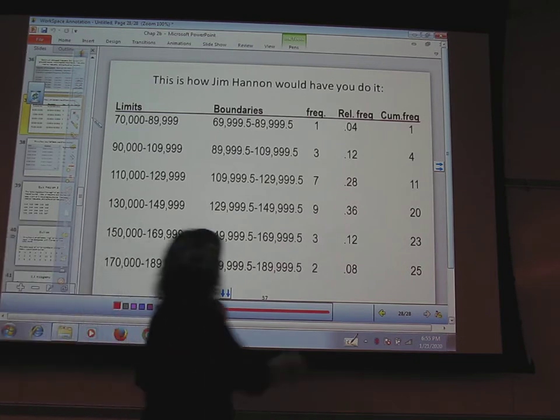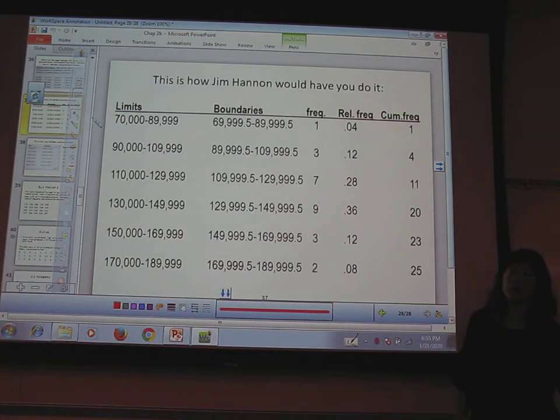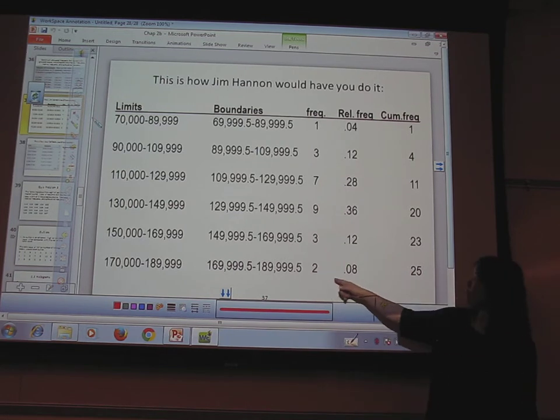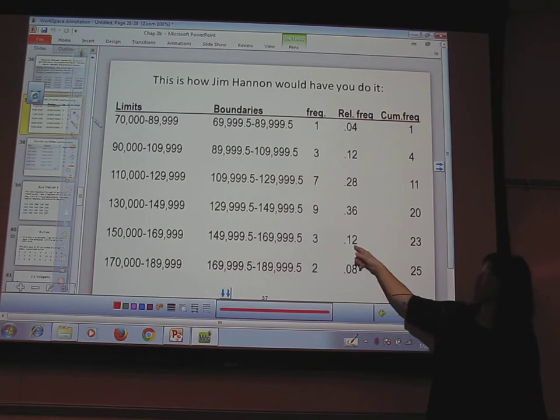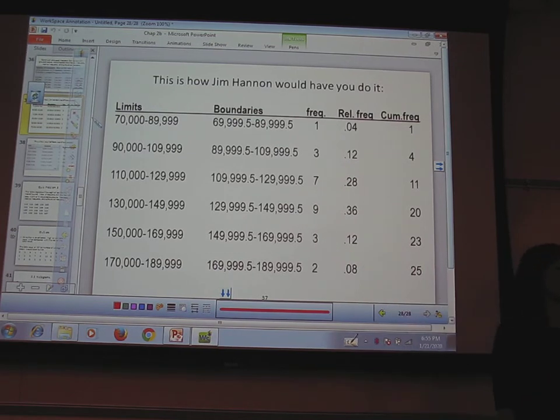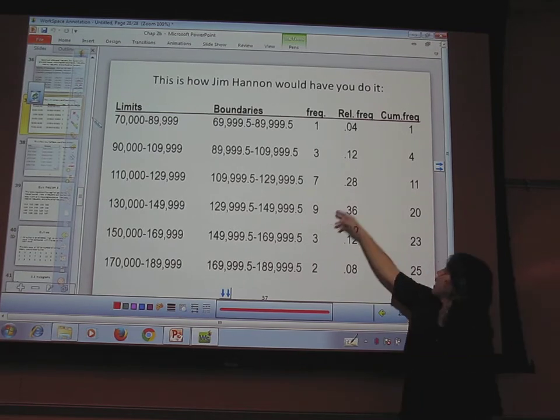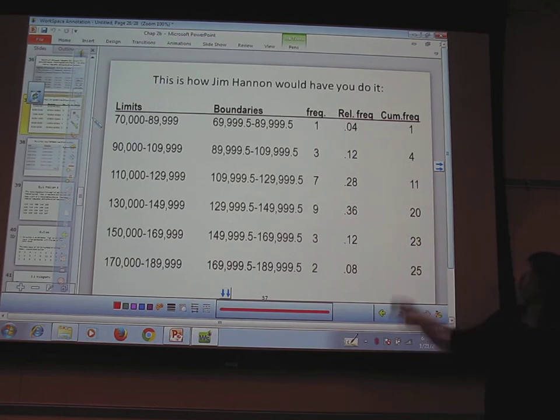Everybody got the relative frequency? This is what you guys got for your frequencies, yes? And then relative frequency, 2 out of 25, .08. This one, 3 out of 25, 12%, 0.12. Cumulative frequencies, just add everything in that class and what came before it. So 9 plus 11 is 20.